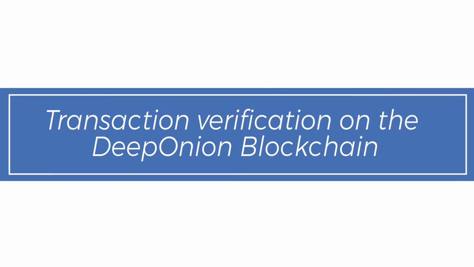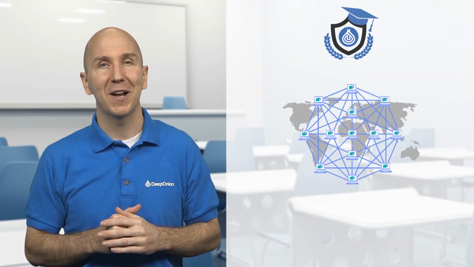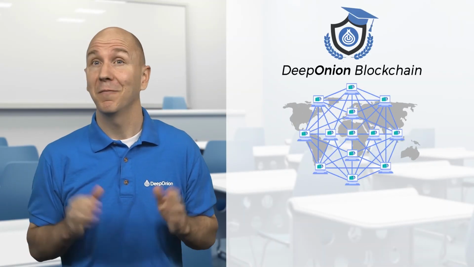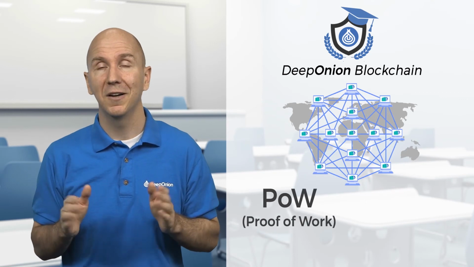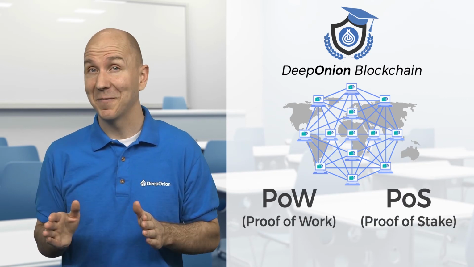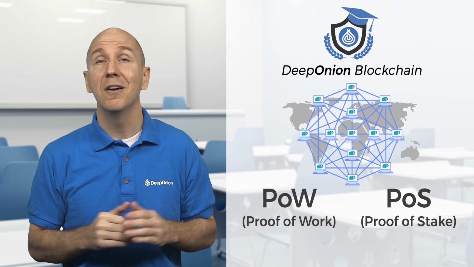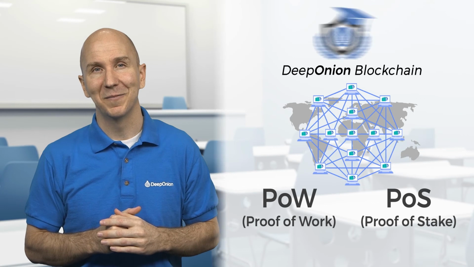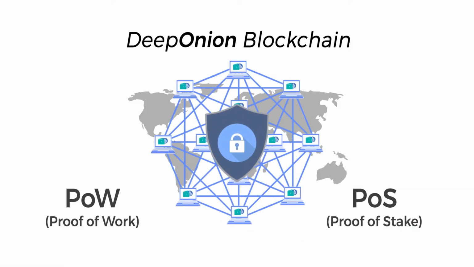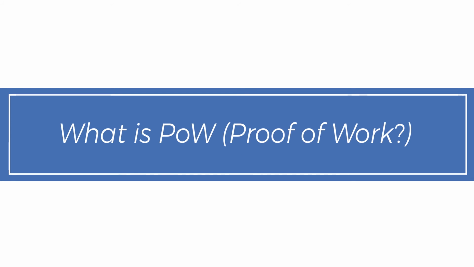Transaction verification on the DeepOnion blockchain. DeepOnion uses two methods to verify transactions on its blockchain. Those are POW, proof of work, and POS, proof of stake. They both perform the same task of validating transactions, but accomplish the goal in different ways. Also, this is the reason why the DeepOnion blockchain is so secure. We use both technologies to make it happen. What is POW, or proof of work?